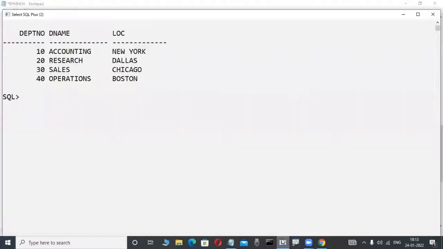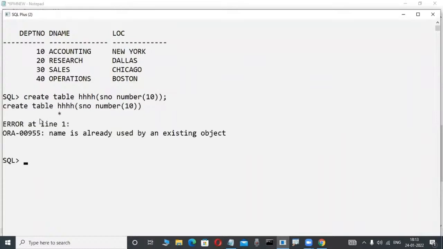Suppose you are creating a table or anything in your database. For example, any table I am creating like this. Whenever I am creating a table, now observe here. Already these tables are there.